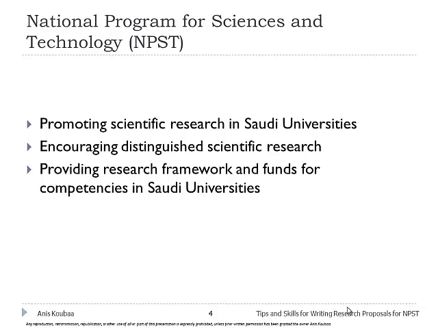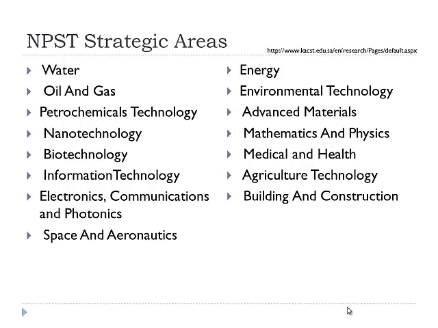The objective of the National Program for Science and Technology was to promote scientific research in Saudi universities. I think it started in 2007, the first batch of projects proposed under this umbrella, and also encouraging distinguished scientific research. I think the experience was successful because from 2007 until now, a lot of interesting projects were submitted, and the research output at Saudi universities has improved a lot. It also provides a research framework for funds and for competencies in Saudi universities.